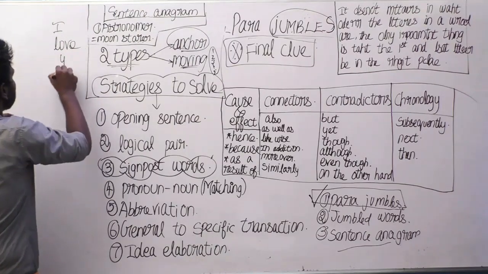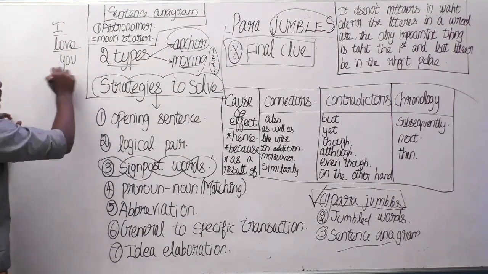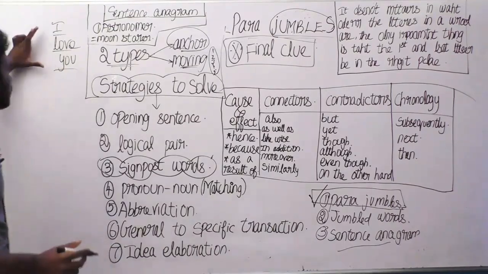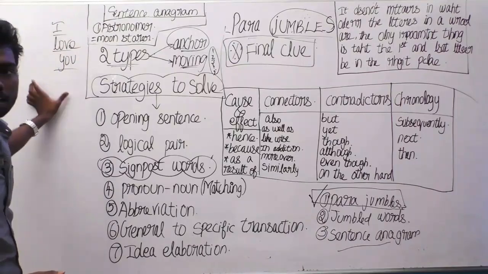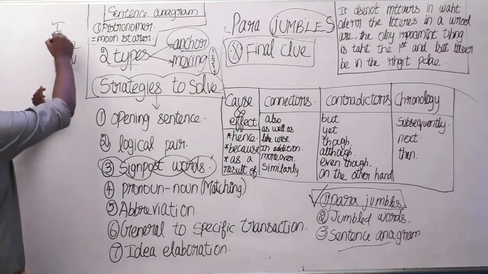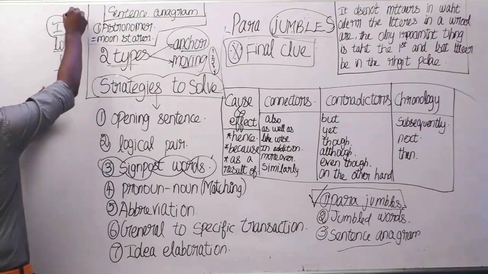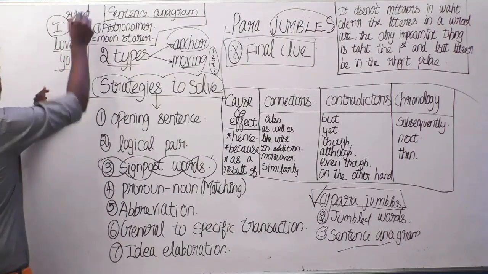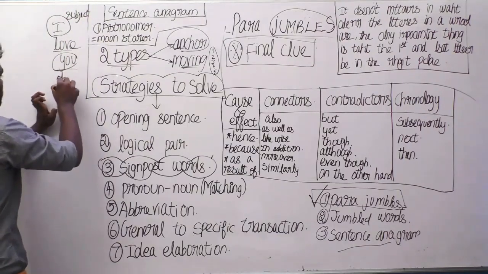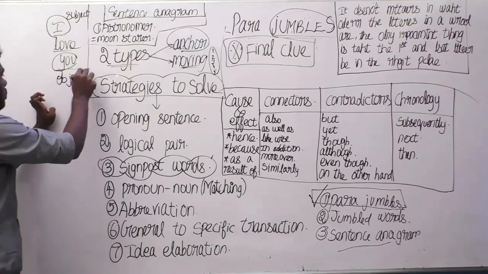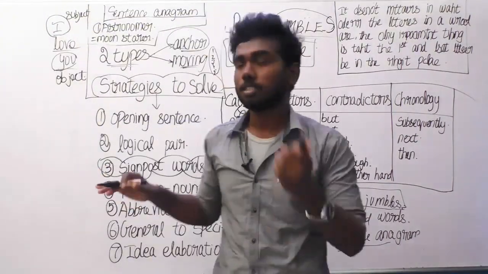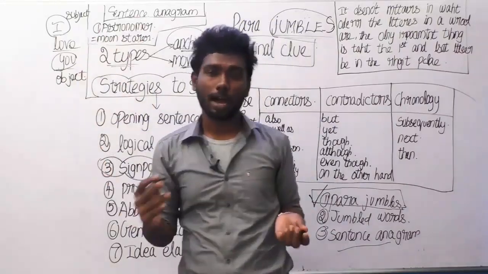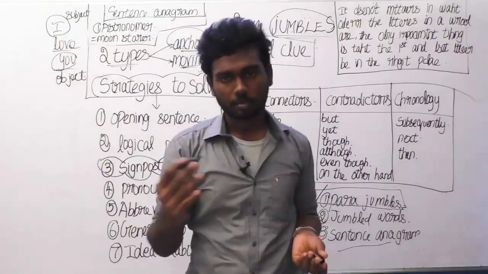I love you. This is the sentence. Since there is not enough place here, I am writing it downwards. I love you. Here the word I is the subject. The word you is the object. So the main hero of the sentence is known as the subject. So you have to identify the subject.